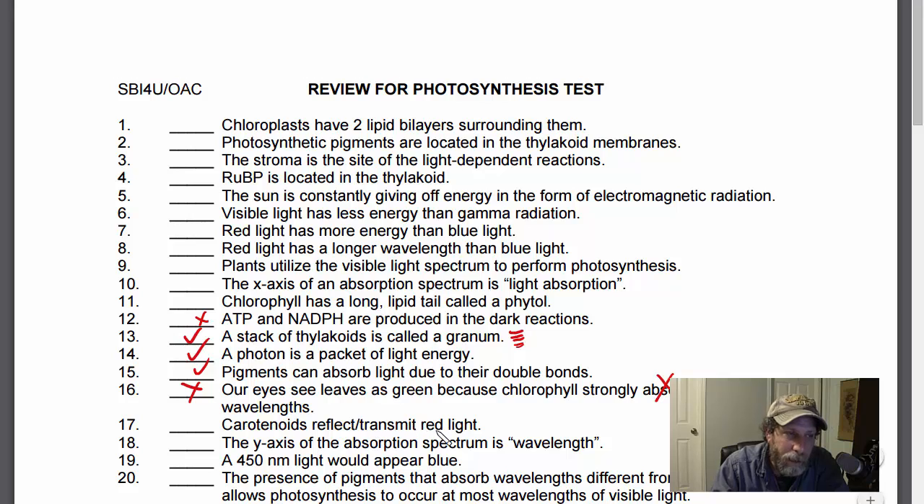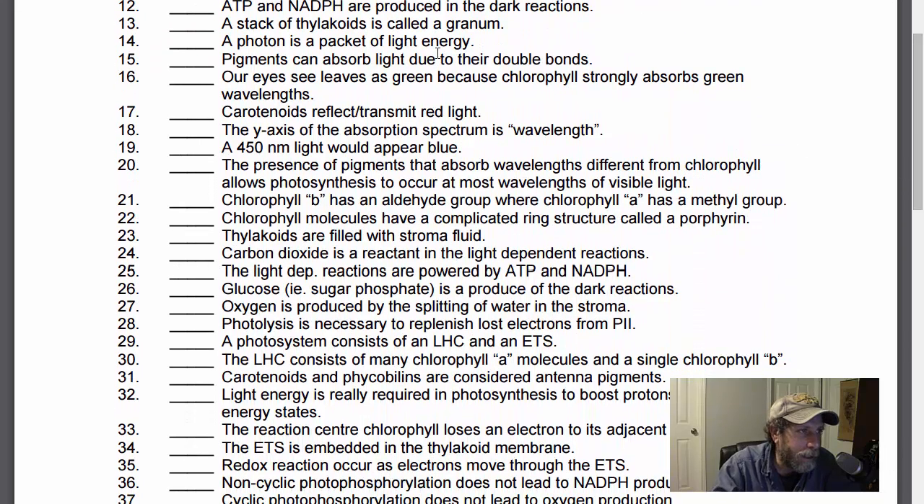Carotenoids reflect or transmit red light. Yes, that's true. It's the red light that comes out that we see, so they're not particularly using that red light. The y-axis of the absorption spectrum is wavelength. That's not true. That one should be sort of connected to the other one that we did. Let me clear this, and I want to move this up a little bit so you can see it better. Just like that. Okay, so that was the y-axis. That was wrong. A 450 nanometer light would appear blue. That's correct, roughly in that area.